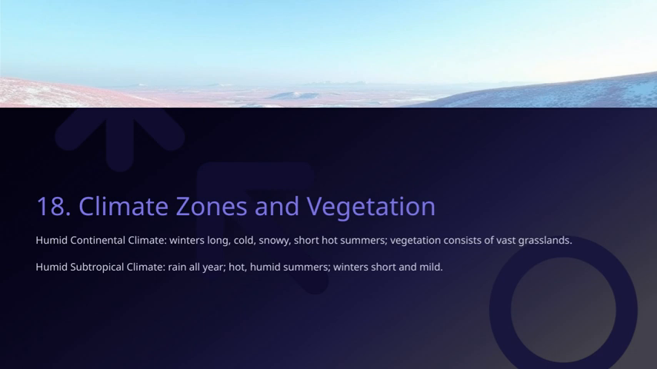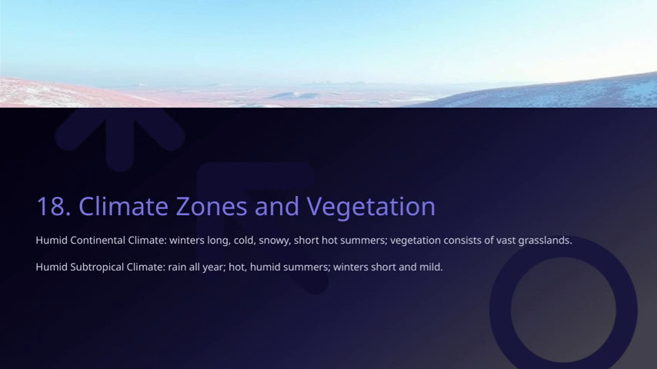Moving on to the humid continental climate, which has a very different pattern. Winters are long, cold, and snowy, often lasting for several months. Summers are short but can be quite hot. The vegetation in this zone mainly consists of vast grasslands because the cold winters limit the growth of trees and other dense vegetation.